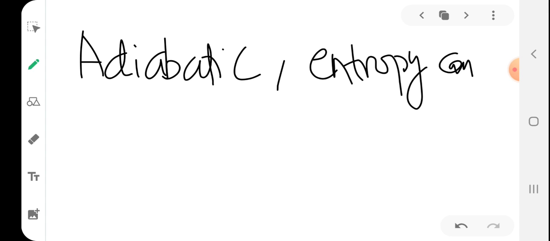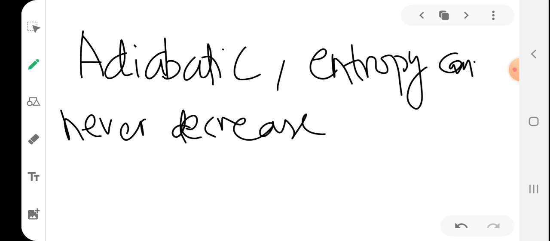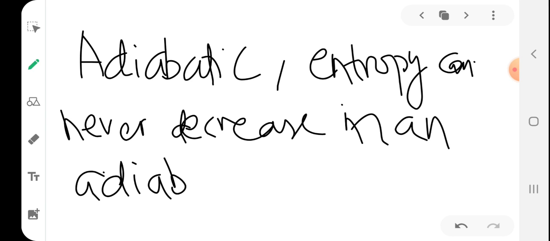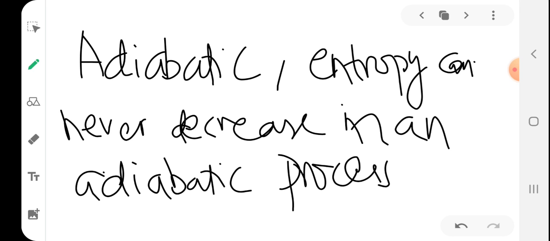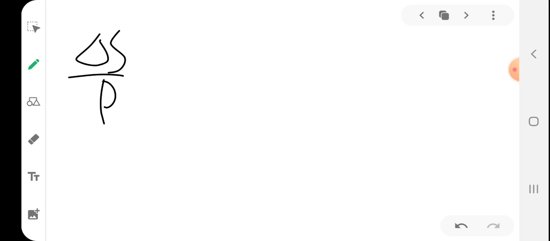Entropy cannot decrease in an adiabatic process, right? You have studied that in thermodynamics. So what does that mean? It means delta S by R will always be positive, because entropy always increases.